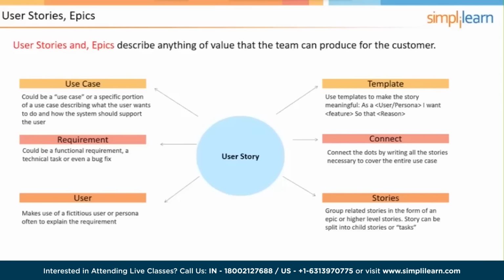A use case could be select and pay for items in a catalog. Now that could actually be an epic or maybe a theme, because maybe it would get disaggregated into log on screen, catalog, shopping cart, and checkout. So the use case could either be a standalone user story, or it could actually be a number of user stories that would result from it. Below that, requirement. It could be a functional requirement, a technical task, or even a bug fix.